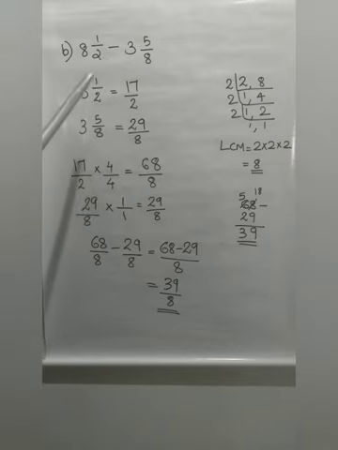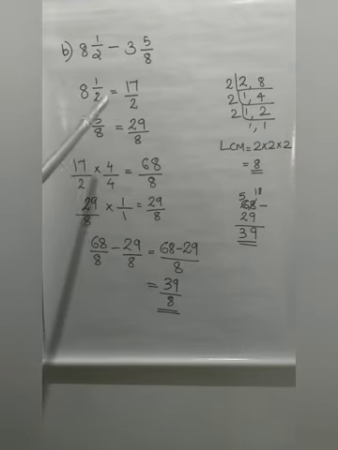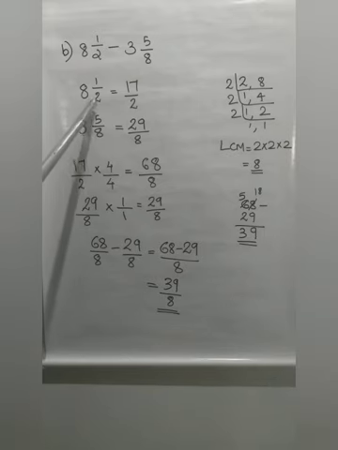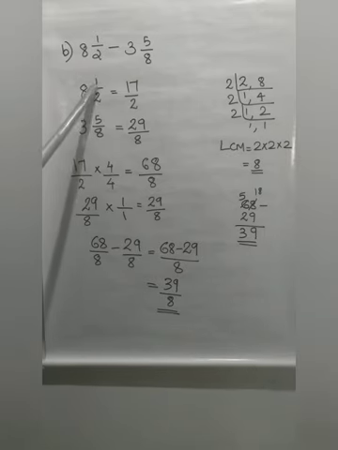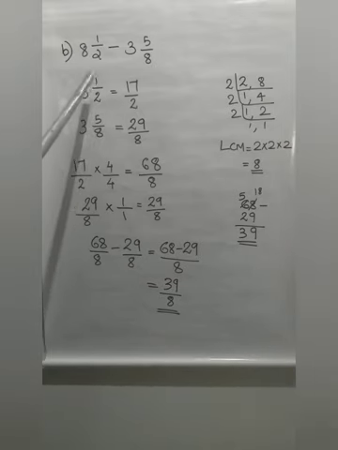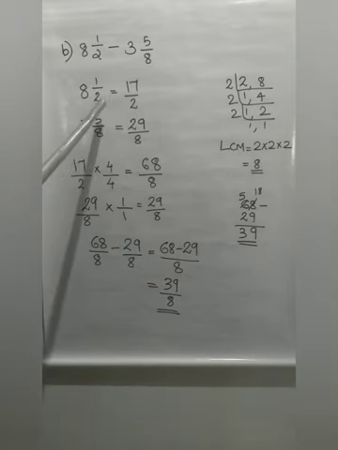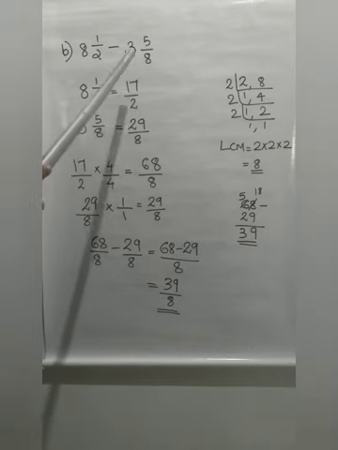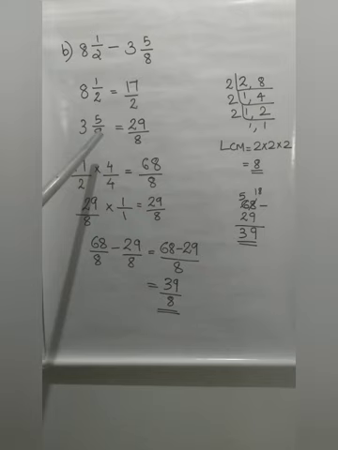Here, in the first method, I am converting the mixed fractions into improper fractions and subtracting. So 8 1 by 2: 8 into 2 is 16, 16 plus 1, where the numerator is 1, gives 17. So 17 by 2.